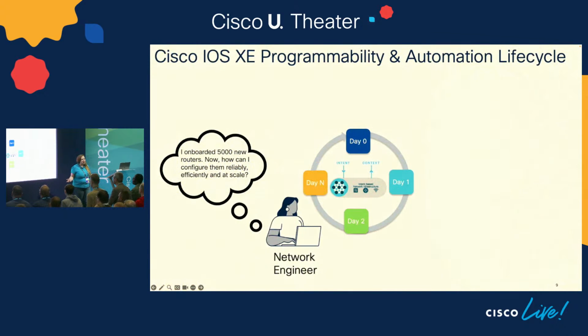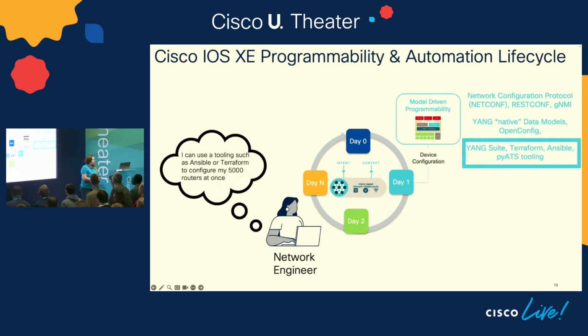Why is programmability important? Why is it interesting? So we have a network engineer, and they've just onboarded 5,000 new Catalyst routers into their network. And now they're thinking, okay, we're onboarded, we have our devices plugged into the network, we can access them, but now what? How do we actually configure them and make sure that they have all of the necessary features turned on and actually functional so that we can start using them as members of our network? So that's where we talk about our device configuration, or day one in the programmability and automation lifecycle.